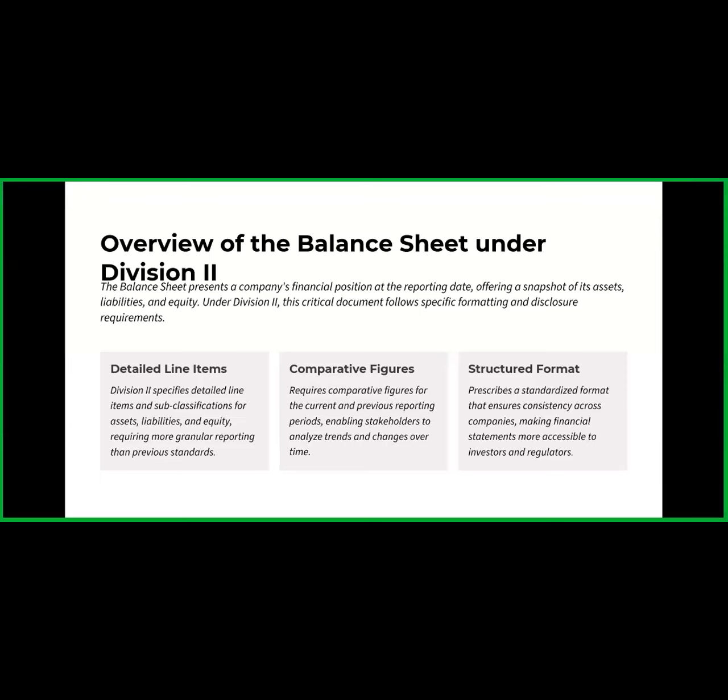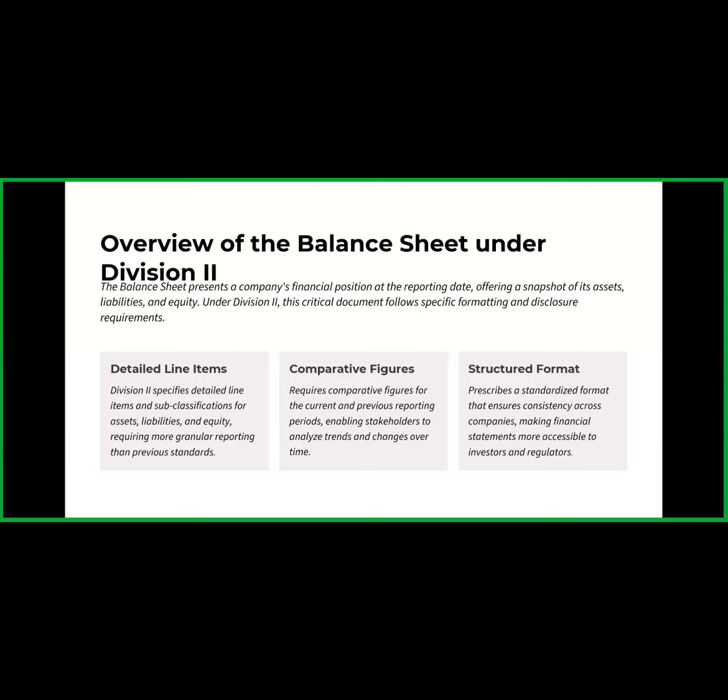Now the next one is the structured format. The prescribed and standardized format ensures consistency across the companies. If all the organizations follow the same norms, rules, and regulations given by the government, then we can say there is uniformity in financial reporting. So understandability is easy for all stakeholders who see the financial statements of different organizations, because it is uniform for all Indian companies, so he can easily understand.